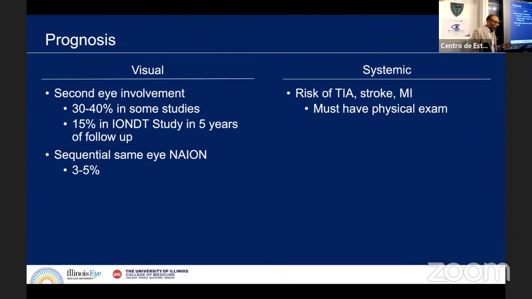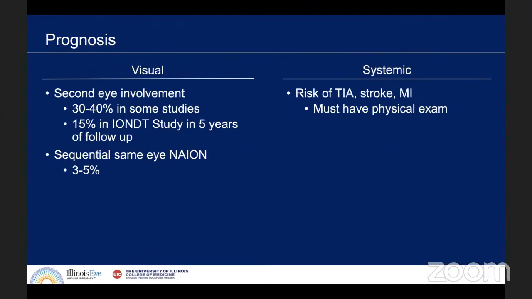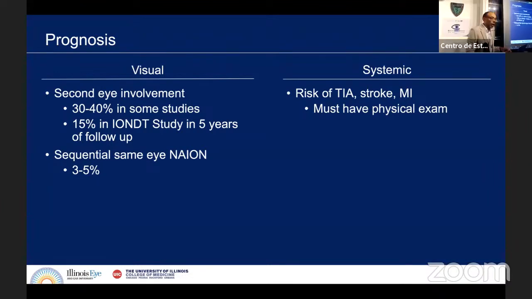depending on the study. Same eye NAION is very unlikely, we think, because the nerve is already atrophic, so it is unlikely to get that swelling again. There is a risk of TIA, stroke, and MI because of these other vasculopathic risk factors. So I always send these patients to their primary doctor for a physical exam.